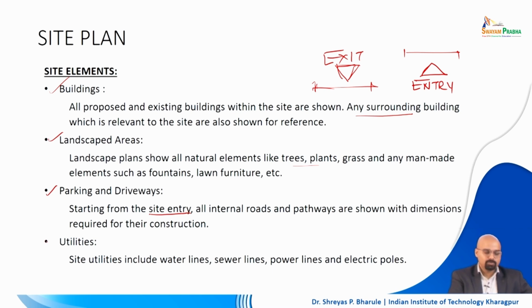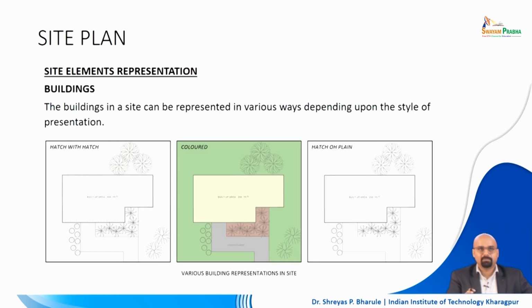Next is utilities. Another important element is the site utilities. All your water lines, sewer lines, power lines, the electric poles, and the electric lighting which will be there around the site, all of this is to be mentioned and identified with the exact locations where it should be placed on the site. So this becomes a live reference of exactly how your site would be developed.